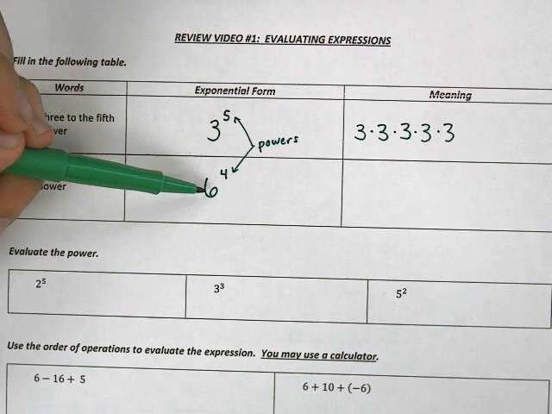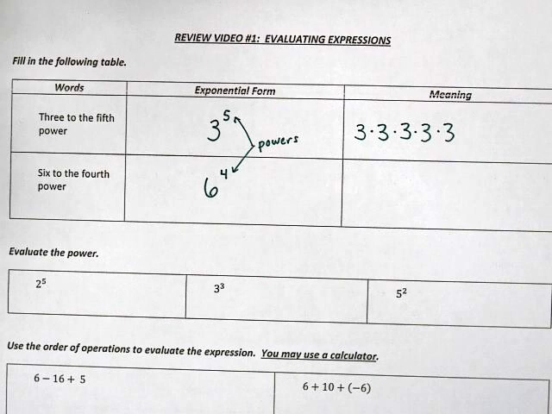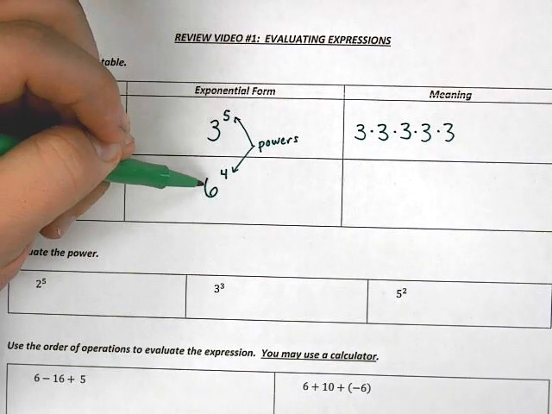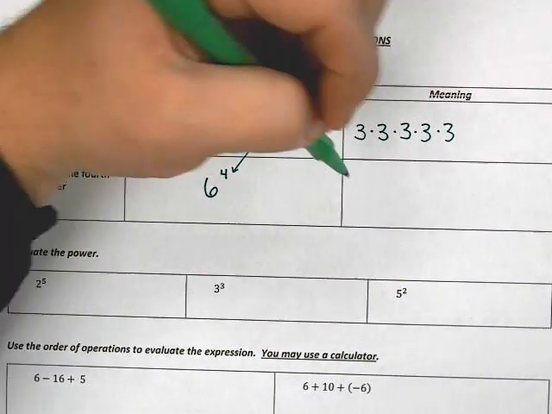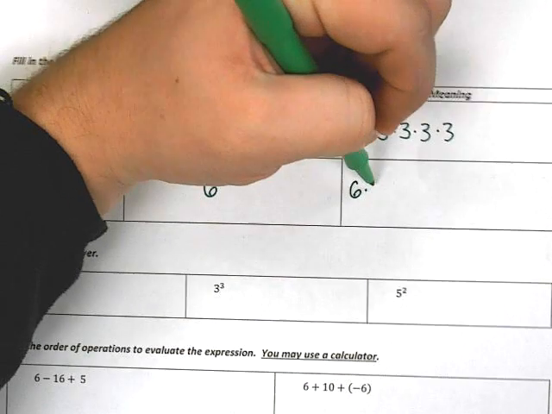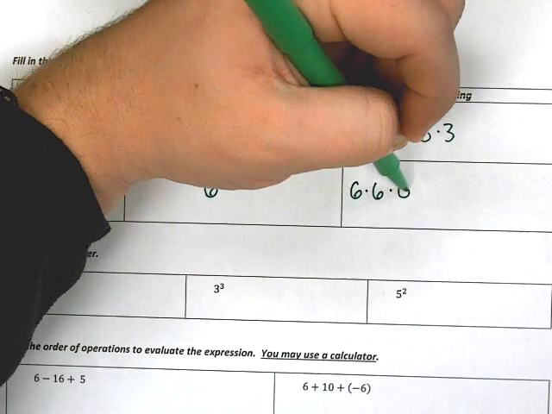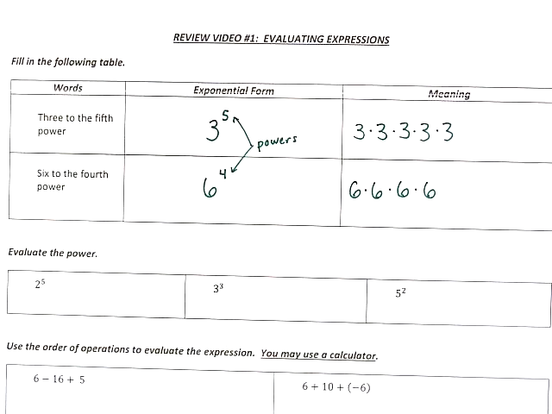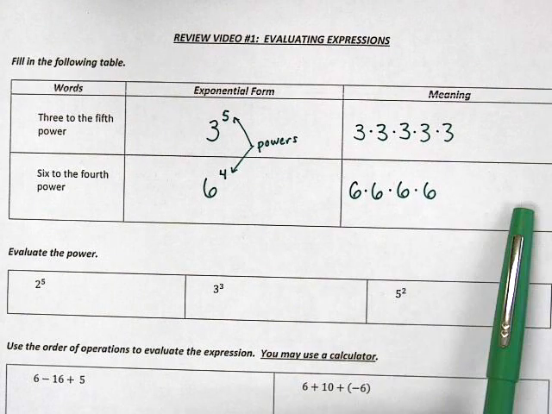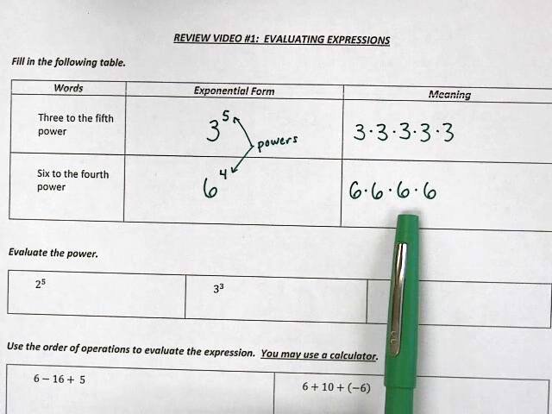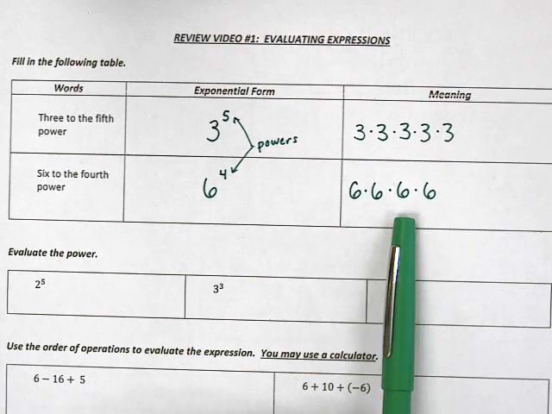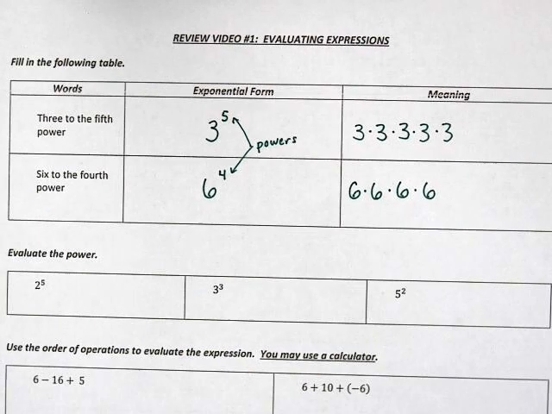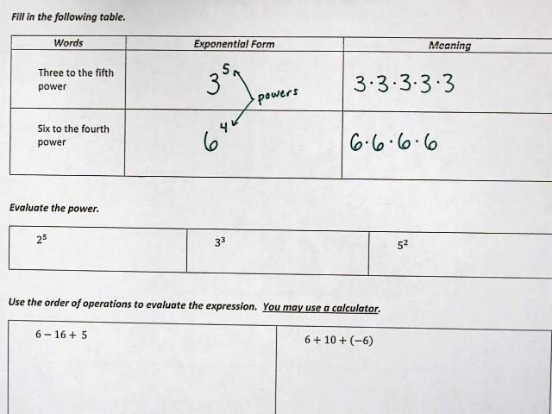What happens when I have 6 to the 4th? Well, same idea. Here's my number, 6, being raised to the 4th power, or being multiplied by itself 4 times. 1, 2, 3, 4. Okay, and again, I am not evaluating this. I'm not getting a value for this. I'm just leaving it like this.